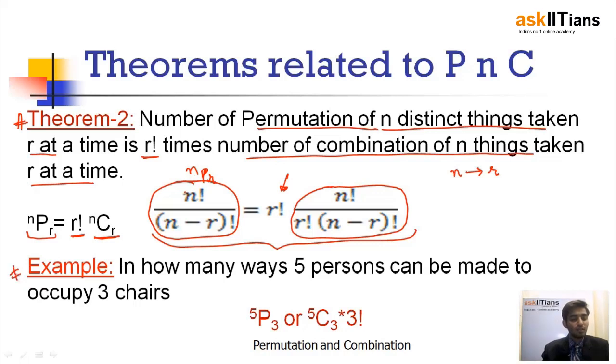Let us see this through an example. If I have 5 persons and I want to make them occupy 3 chairs, so there are 5 persons P1, P2, P3, P4, P5, and there are 3 chairs. I want to select 3 persons out of these 5 persons and then arrange them. So either I can take 5C3, selecting 3 persons in 5C3 ways, and then arrange those 3 persons in 3 factorial ways, so 5C3 into 3 factorial. Or I can directly use permutations, that is 5P3.